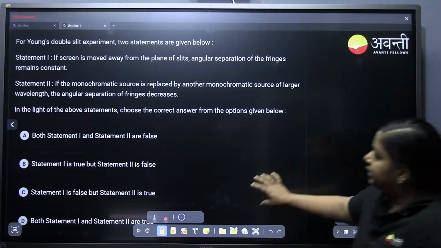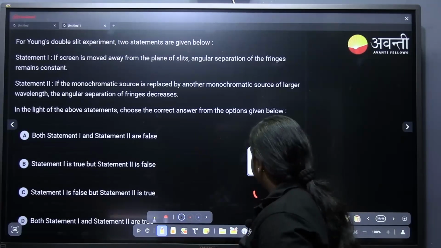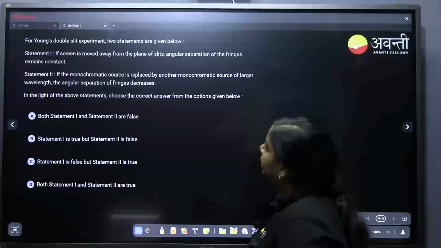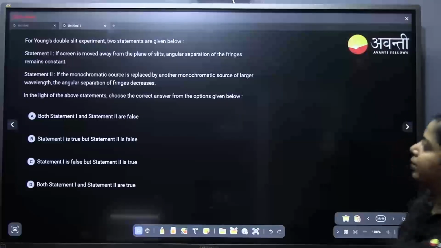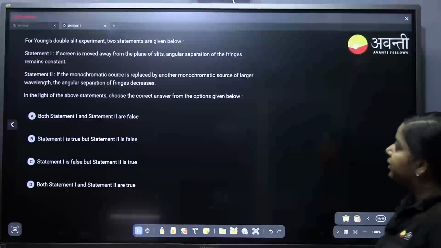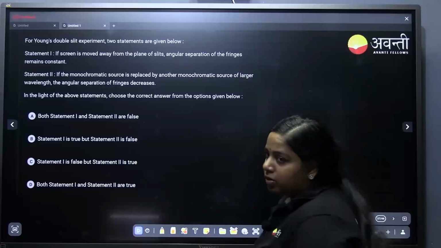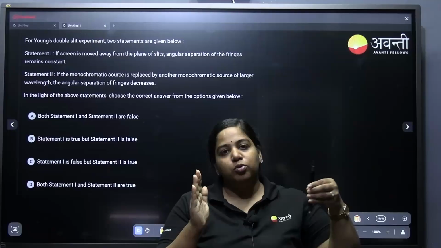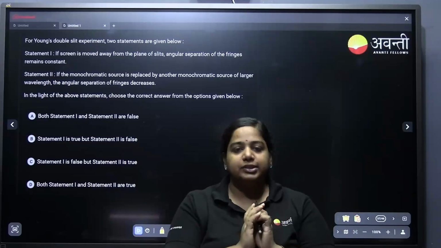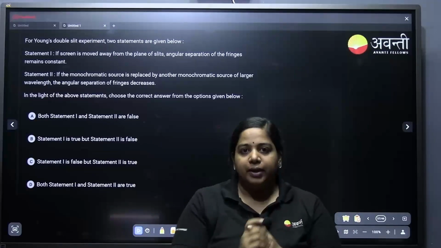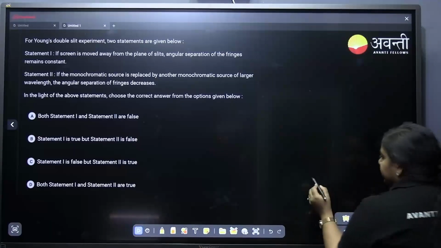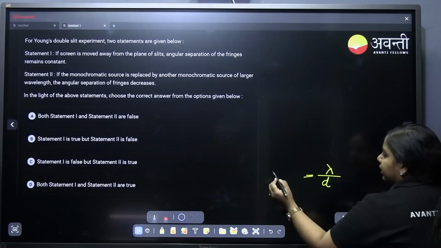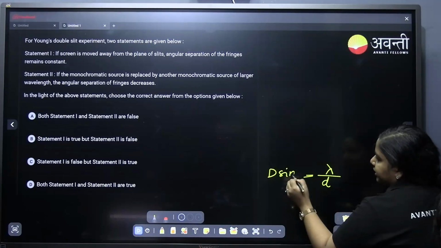For Young's double slit experiment, 2 statements are given below. Statement 1: If screen is moved away from the plane of the slit, angular separation of the fringes remains constant. Which means if this is the slit and this is the screen, and I move it away, the angular width of the fringes will remain constant. Okay, see, our equation is d sin theta.